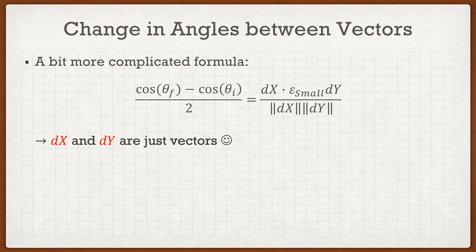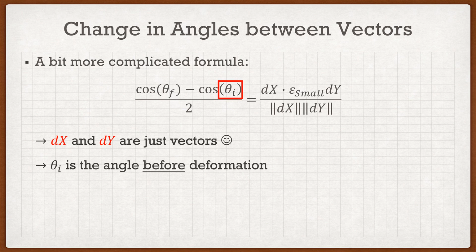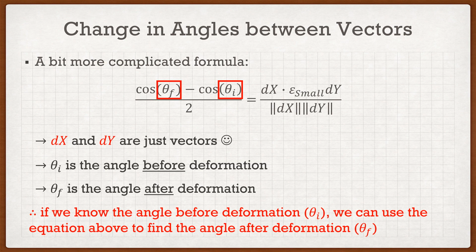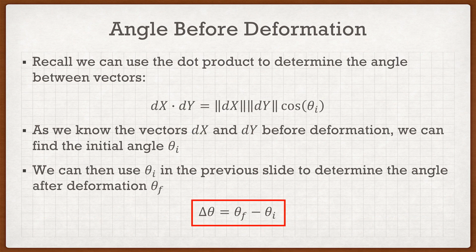So if we look at this formula now, we can say, okay, dx, dy, I know that. The small strain matrix, I know that. My only unknowns are theta f and theta i. Theta i is the angle before the deformation, and theta f is the angle after that deformation. So theoretically, if we know the angle before the deformation, theta i, we can use the equation above to solve for the angle after deformation, theta f. So you might say, okay Clayton, that doesn't seem too bad. I can solve for theta f if I know theta i. Well, how do I find theta i?